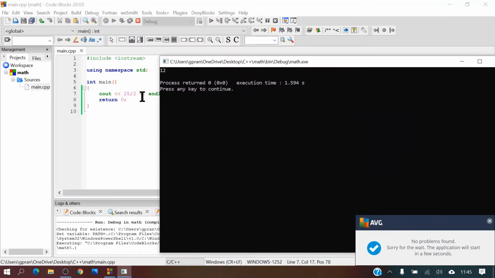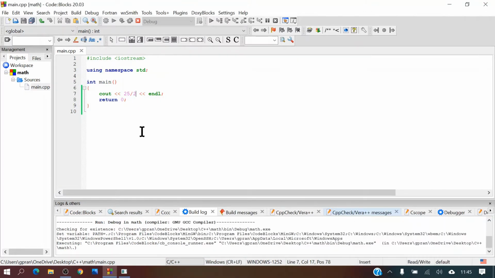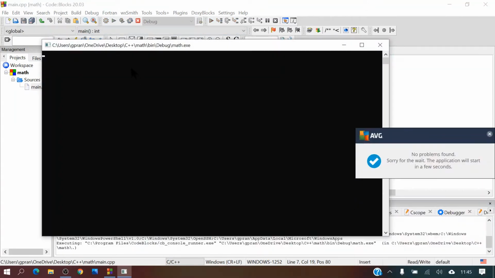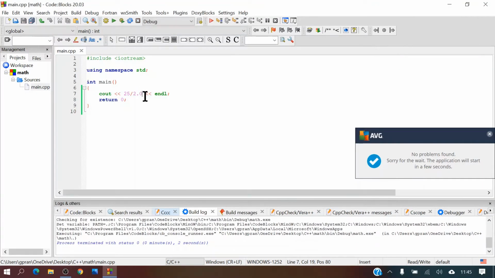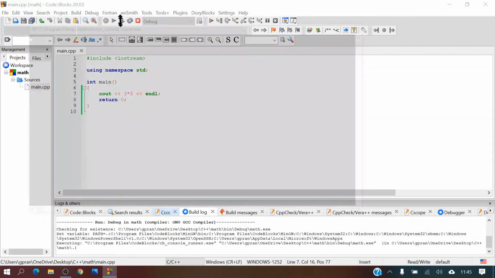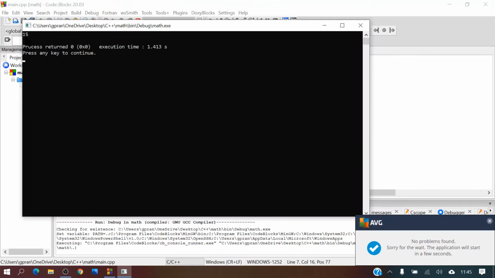12. Yeah, if you want to do the decimal dividing, you need to make your division, the bottom number, a decimal. So hopefully it should work now. There you go. 12.5. And you can also do multiplication, like 3 times 5, which should be 15. Yep, there we go, 15.